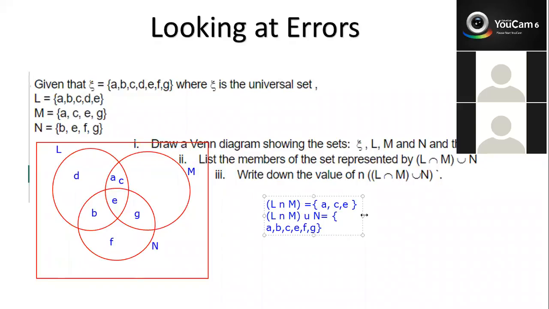Okay, what did she do, Julian? She combined them together. But you told me B, G, and F. What you were supposed to tell me is that I use A, C, and E and then add B, G, and F to it. That's what you wanted to say, but you never said it. You follow?